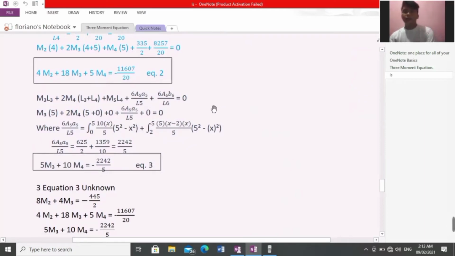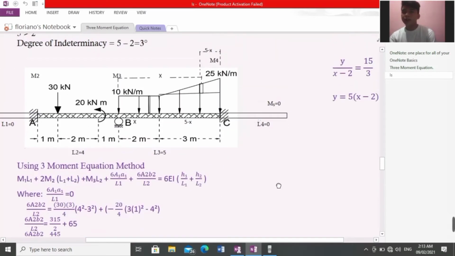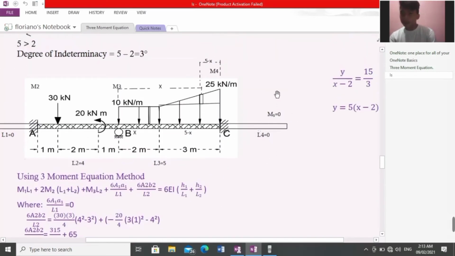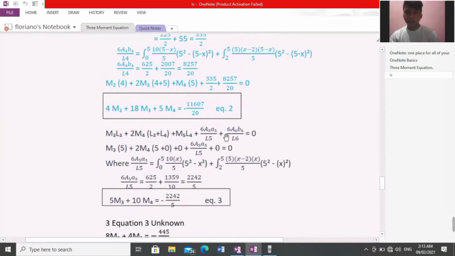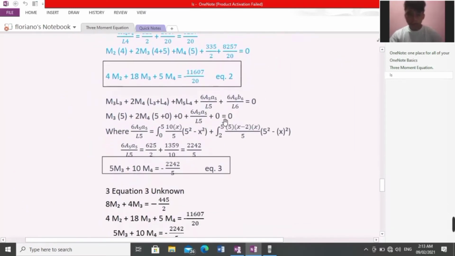So, magiging 0 lang din naman siya kasi makikita natin na yung dito sa span dito sa L4, wala naman siyang load na dinadala. So, 0 din naman siya. So, ang hahanapin na lang natin dito is yung moment factor sa left span.